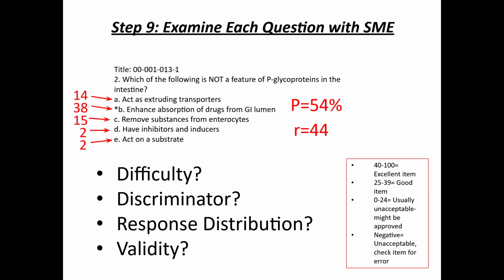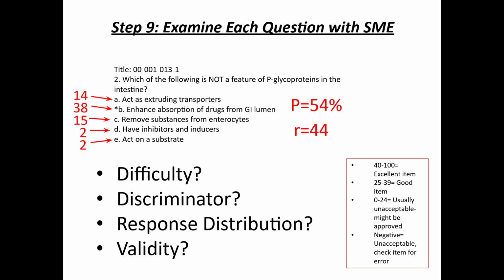So here's some of the questions. Once I've marked each question and highlighted it as needing to be looked at, then we look at each one individually. So here's the question title, the question stem. We've got A through E, so five choices. B is clearly marked as the answer. P, remember, is the difficulty. So the difficulty of this question was 54%. So almost half the class missed it. The discriminator is 44, which is pretty good.